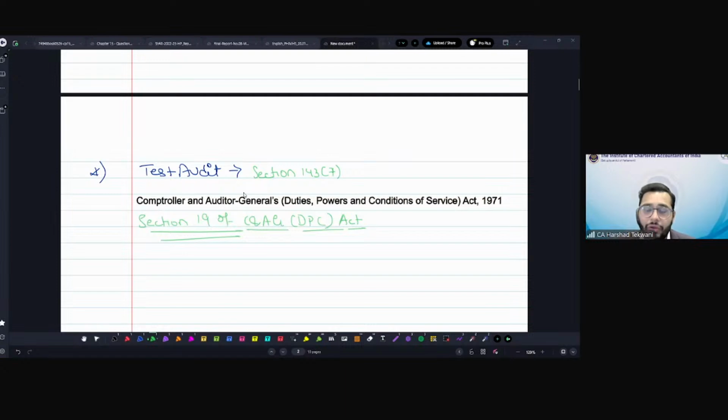And it says that the C&AG can exercise the powers that are there under the Companies Act to conduct the audit of the government companies. Accordingly, C&AG can appoint the person. That is the power which is there under section 19, and again the same power is there under section 143(7). Both are related.